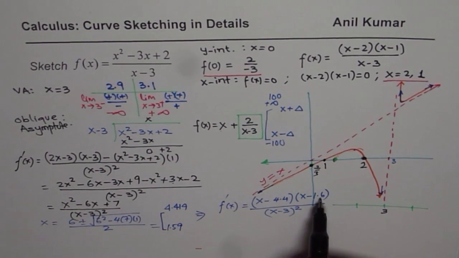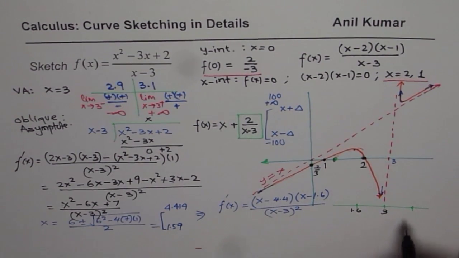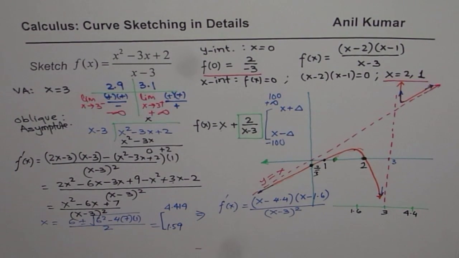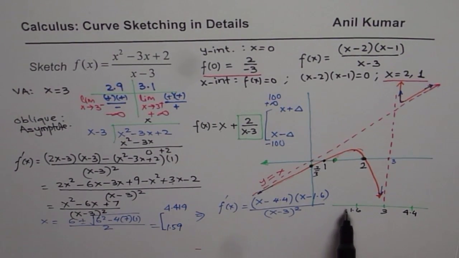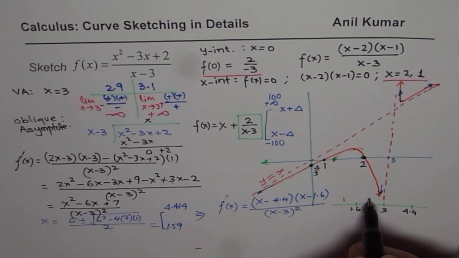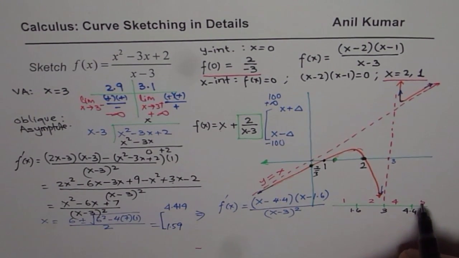Then we have 1.6 and 4.4. So these are approximated to 1 decimal place. Now let us see the increasing and decreasing intervals from these. So we'll take test points. Let us say the test point for the side less than this is 1, and let's take the next test point as 2. And here we can take a test point as 4. And let's take this as 5.